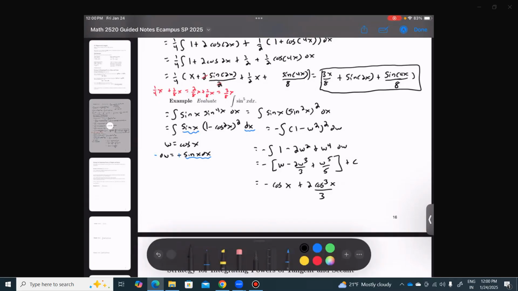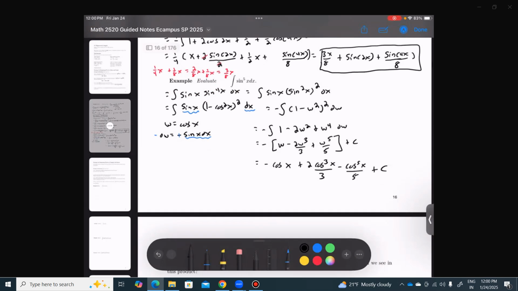There we go. Negative cosine to the fifth x over 5, and then plus c. You don't have to distribute the negative sign to the plus c, because that's not something you have to do. I mean, we could distribute that negative sign before we even put the plus c, so it's always just going to be plus c.